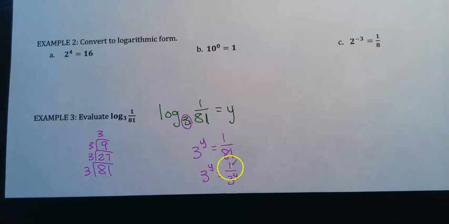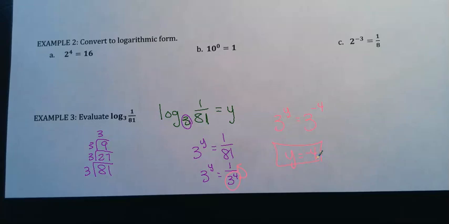Okay, well that doesn't help me in fraction form, but remember, if I want to get this to my numerator, I just need to give it a negative exponent. So 3 to the y is going to equal 3 to the negative 4th power. All right. Then, because I have the same bases, I can apply that property of equality of exponents. And that means that y then equals negative 4.